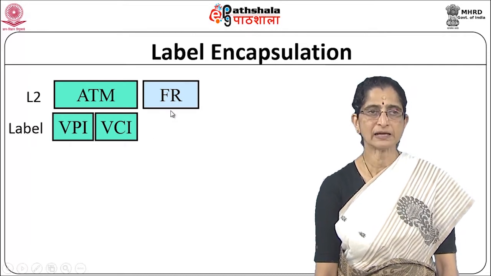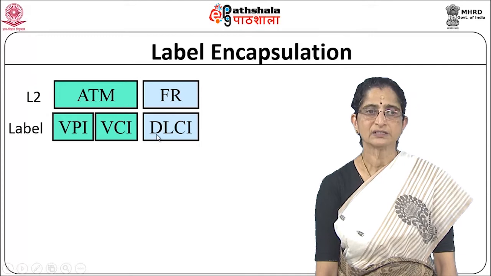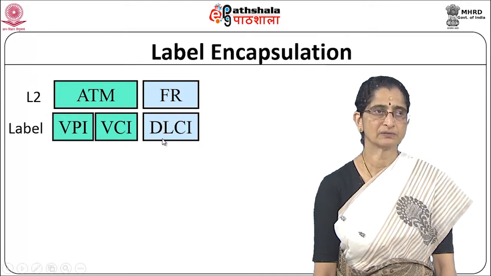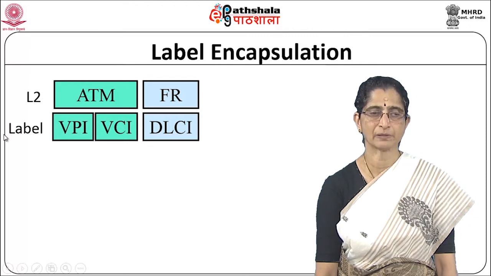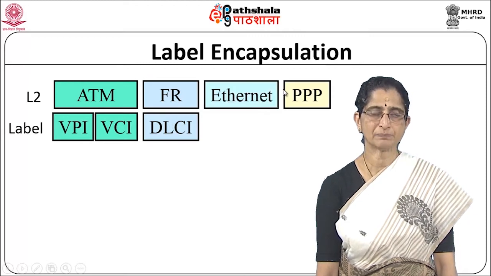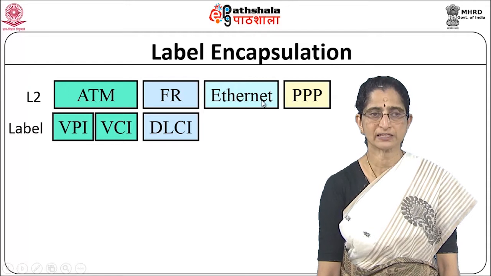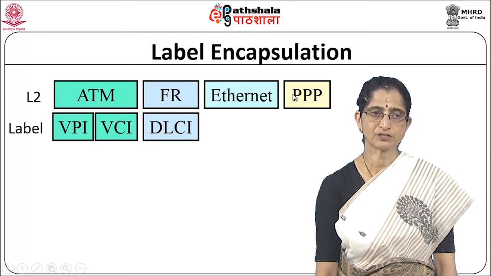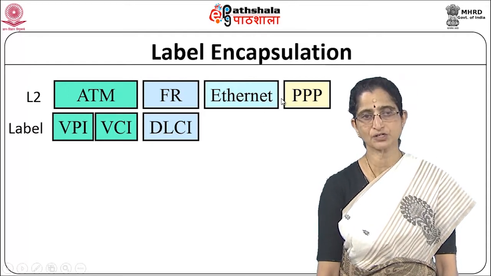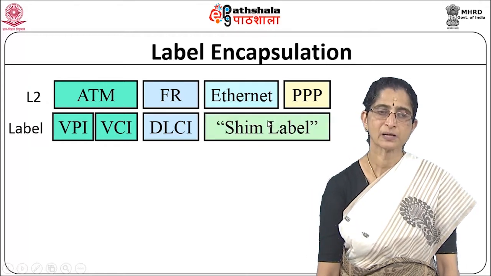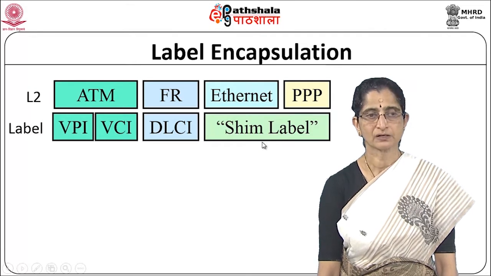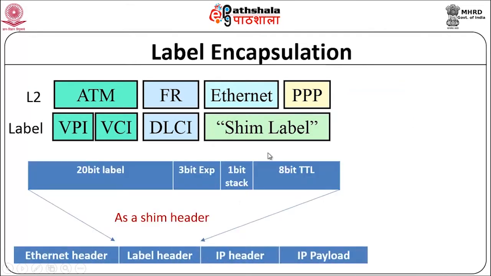If it is the frame relay protocol at the L2 layer, there is a DLCI field available in frame relay that is used as the label. But if Ethernet or PPP protocols are used at the L2 layer, there is no provision for any additional information to be overlaid over here. So what we do is use what is called a shim label, which is inserted between the L2 and L3 layers.